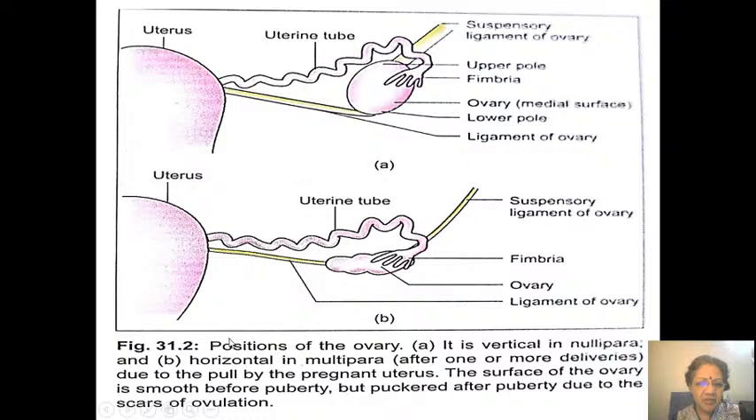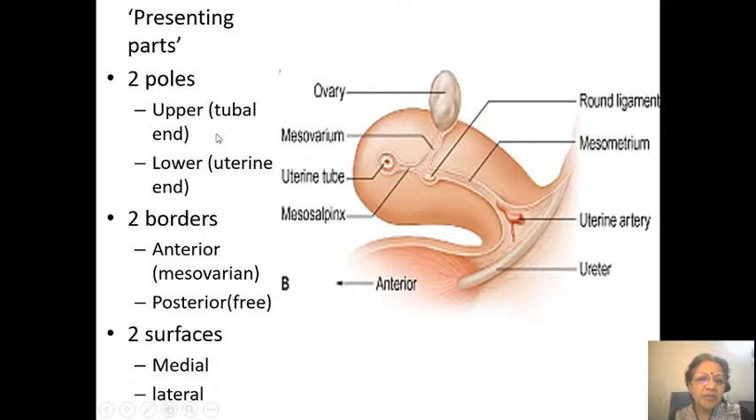If you see in a multipara after one or more deliveries, then it becomes more horizontally placed. So it's more like a medial end and a lateral end, right? This one you can call the medial end, and this one the lateral end. But we always describe it in this position as upper pole and lower pole. So two poles, upper and lower, two borders, anterior, which is attached to the mesovarium. Here they're not showing any peritoneal folds, but it would have come like this and folded over like that, right?